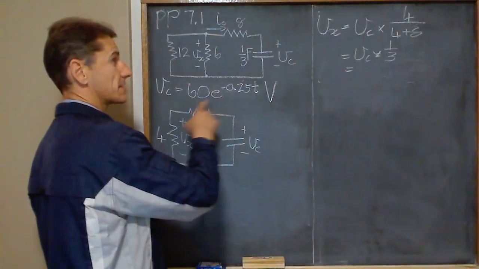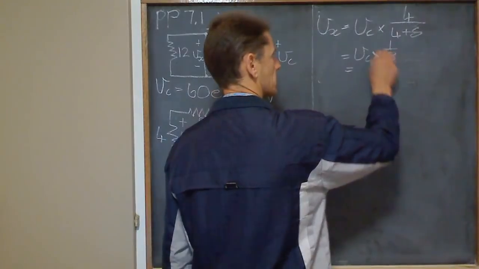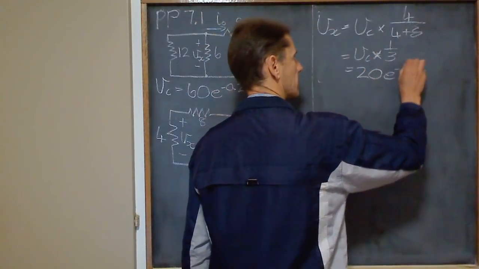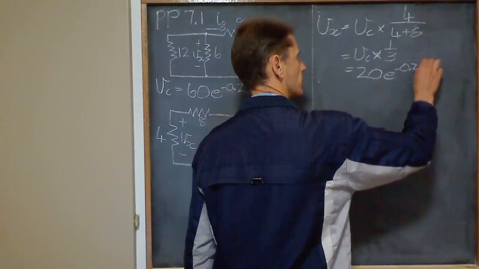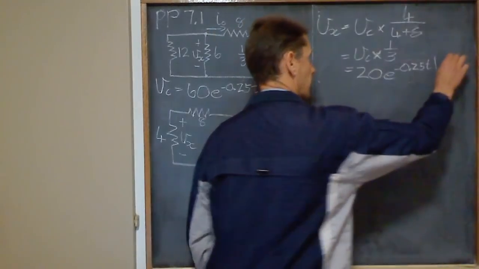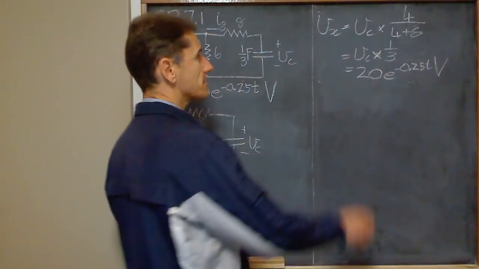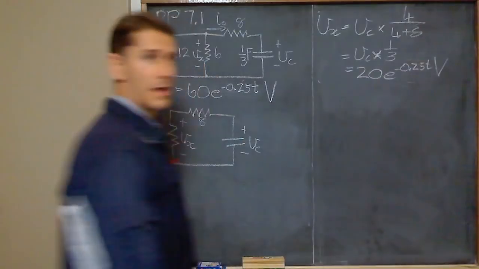And if we take the 60 and divide it by 3, sorry, that's a multiply, gives me 20 e to the minus 0.25 t volts. And hopefully that's correct. Yes, it is. Okay, so that gives me Vx.